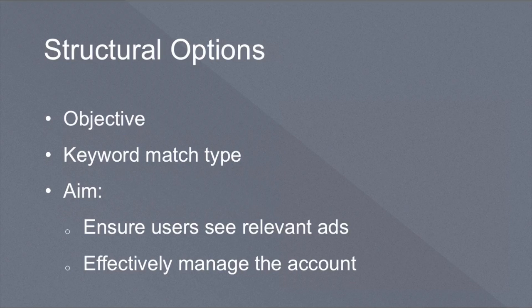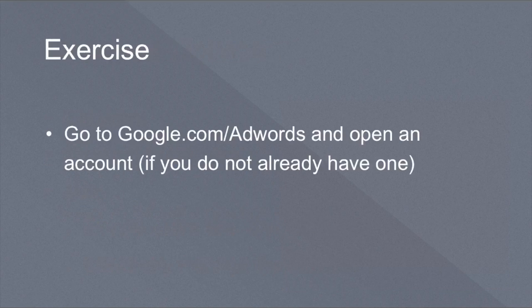The specific reason is to make sure that our users see the most relevant ads to their search. We want them to see the absolute right ad for the right keyword at the right time. And then we want that structure to be organized so that we can manage the optimization of that account. It's no use having relevant ads if it's disorganized and we can't manage it. We need to achieve both objectives. The structure that we're going to build in the future modules, using keyword match type as our starting point, will give us that structure. So if you haven't already got a Google account, go to google.com/AdWords and open an account.